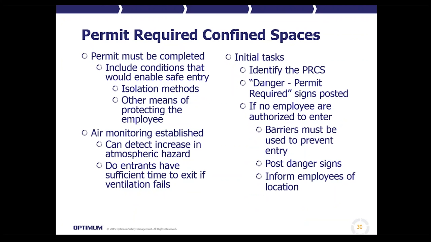And other initial tasks include, again, we have to identify all permit required confined spaces and post signs. If no employees are going to be required to enter that space, we need to put up barriers that prevent anyone from entering that space, again, with danger signs and informing employees of that location. Once again, we're back to communication. It's key if there's a confined space on your job site.